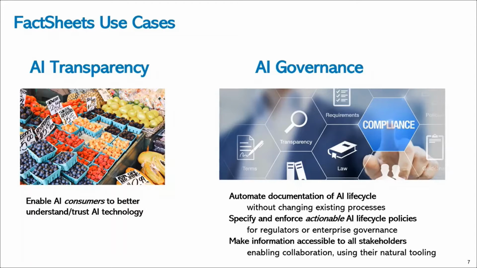It's saying, can we document how things are built? Maybe because we have consumers or regulators who care about it, or maybe we just care about it within our enterprise. And then can we control it? Can we specify actionable policies that say things like, please measure bias throughout the life cycle and make sure it's a certain value. And then finally, when you have all this information, you'd like to make it available to all stakeholders so that they can actually benefit from the information. I'll also illustrate that in the next few slides.